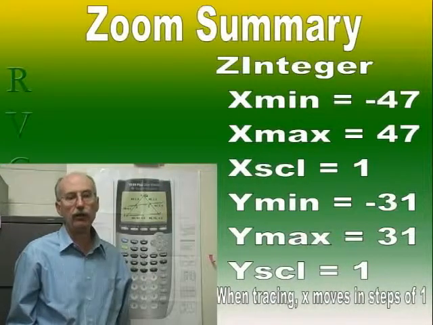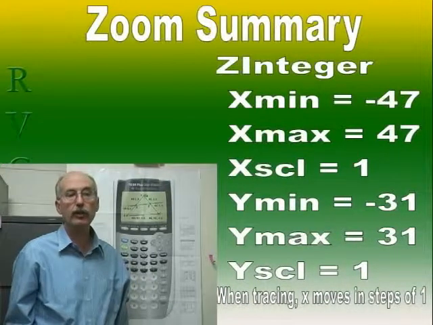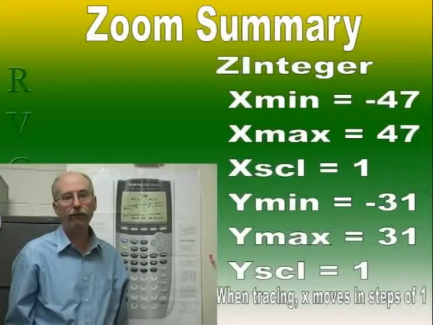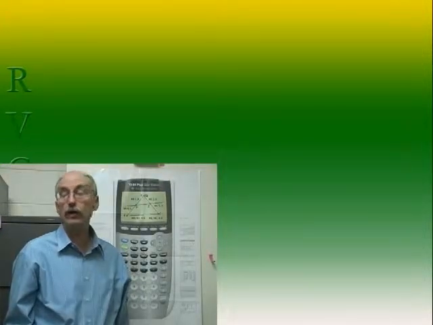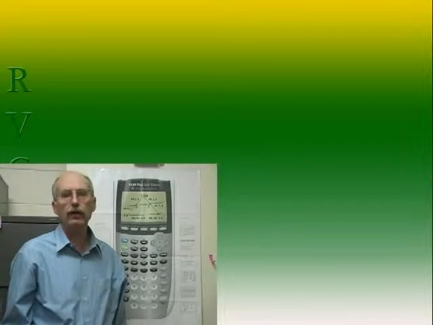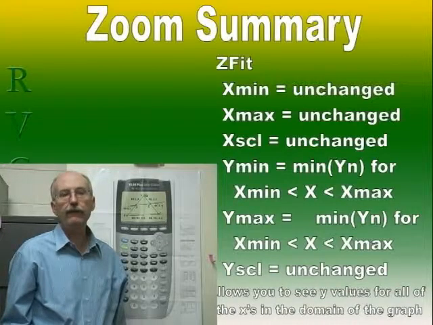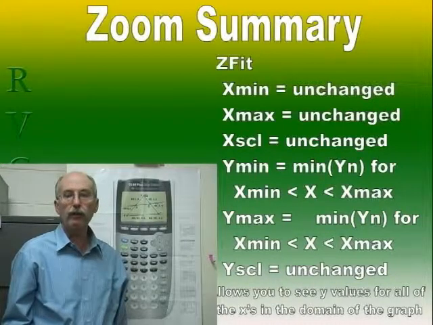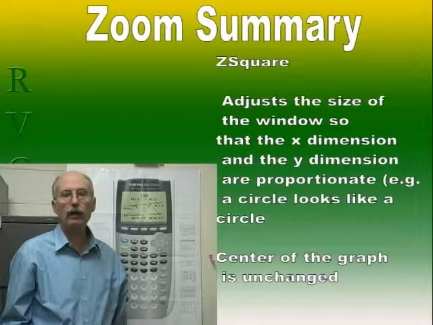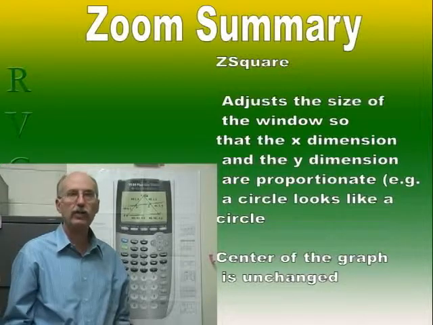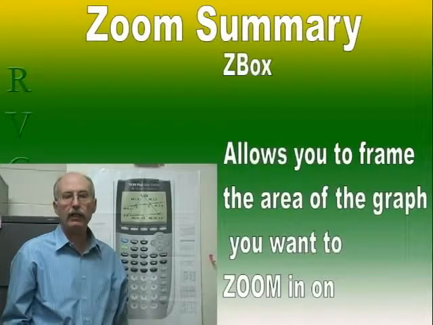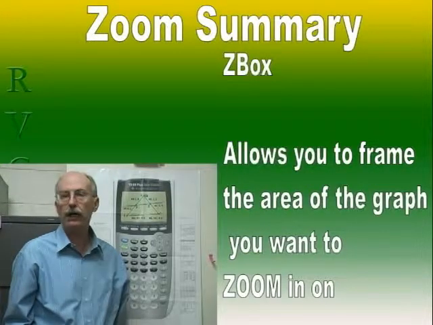We didn't look at Z integer, which is a very wide window, but very similar to Z decimal. In the Z integer function, the whole steps move along in increments of 1. Z-trig is something that you'll use in calculus, pre-calculus 2. We're not going to cover that right now. Zoom fit leaves the x values unchanged for your window, but adjusts the y values for the window so that for the portion of the function that we're looking at, the y is in focus. Z-square makes the window square so that when it's important to see exactly what shape a graph has, you can see it. That's what we did with the circle. And Z-box allows us to zoom in on a special area of the box.